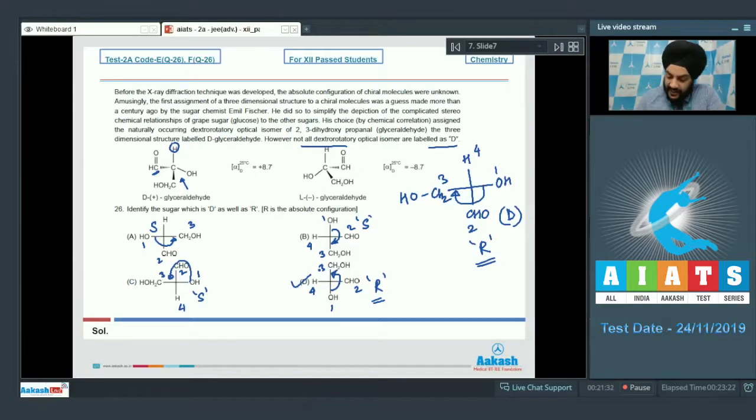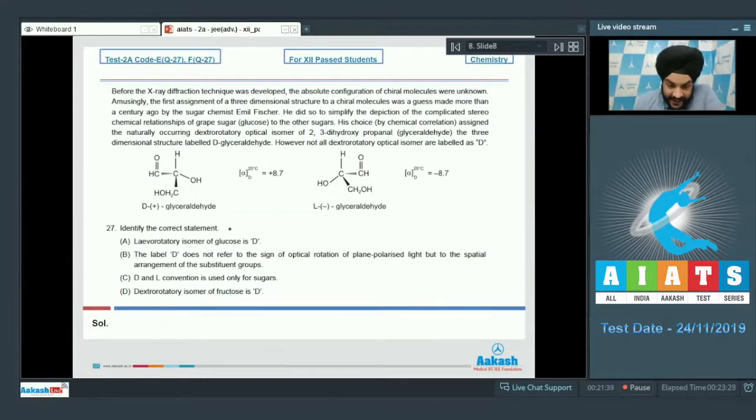Let us look at the next question now. Question number 27. Identify the correct statement. So option A, it says levorotatory isomer of glucose is D. So this is not correct, students. D-glucose is dextro.